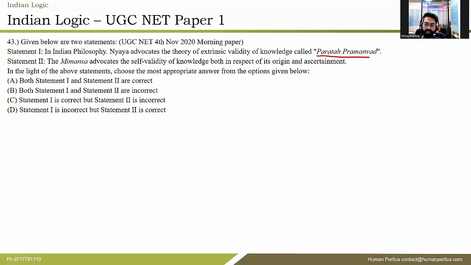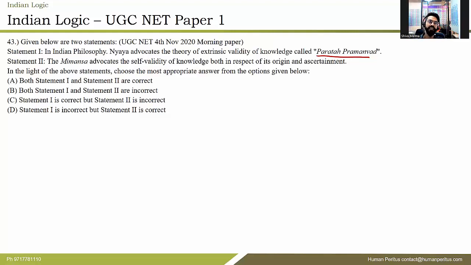Okay, it defines the subject, the object and itself. It's that kind of knowledge. It is a manifestation of how a particular object actually is. Okay, for Mimamsa, the second statement said that Mimamsa advocates self-validity of knowledge, but in respect to its origin and ascertainment, right? Now, for Mimamsa, Kumarila was the person who is considered to have written the first text about the Mimamsa school.